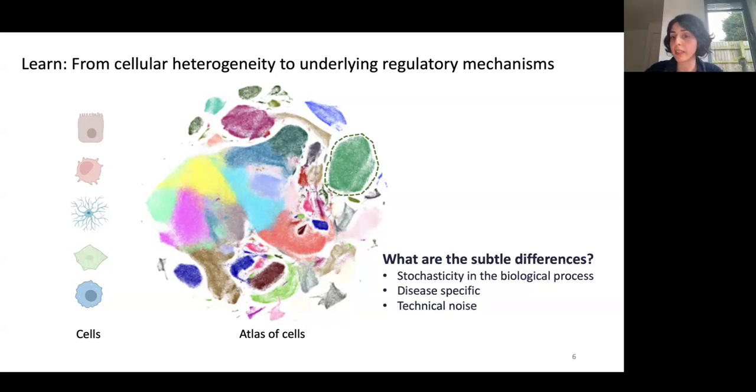Sometimes these differences can be the stochasticity in the biological process. For example, the same neurons in my brain can just be different from each other because the microenvironment is different. Or sometimes it's because some part of the neurons might be affected by a disease or an injury, or it can just be technical noise, as I said. So the first problem that we want to deal with is dissecting these sources of variation in the data. And then within each of these populations, we can find the regulatory mechanism that is common across cells and differentiates them from the rest of the cells.